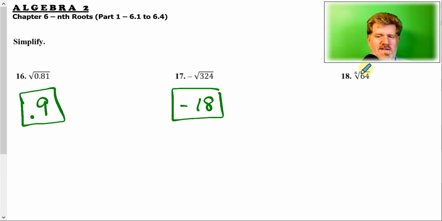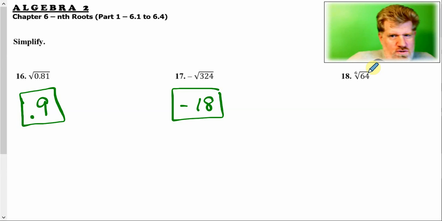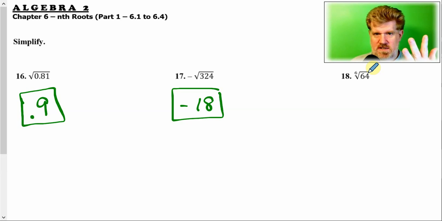Nice. Ooh, the sixth root of 64. That might be new. And remember, you know how square roots are two numbers multiplied by themselves. 18 times 18 is 324. 9 times 9 is 81. We have a sixth root. What number can you multiply 6 times together and end up with 64? And the answer is actually 2.